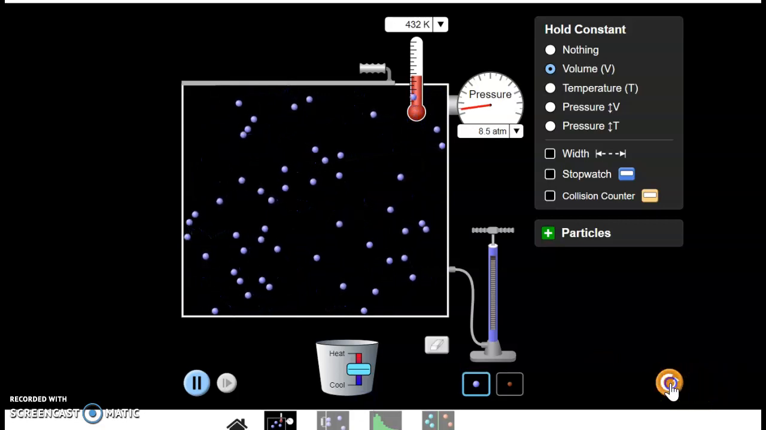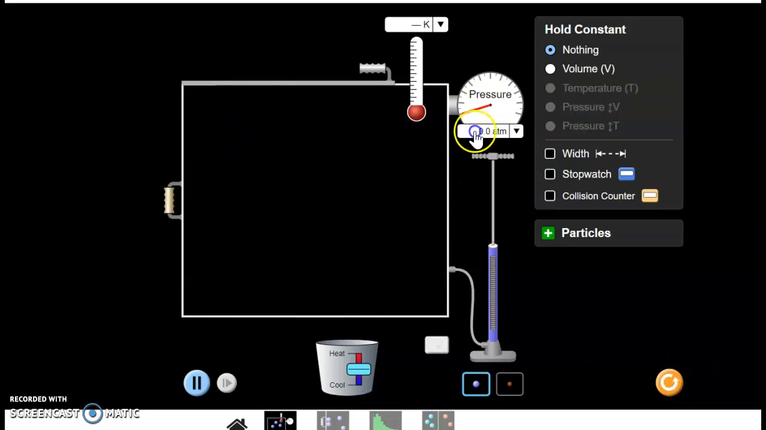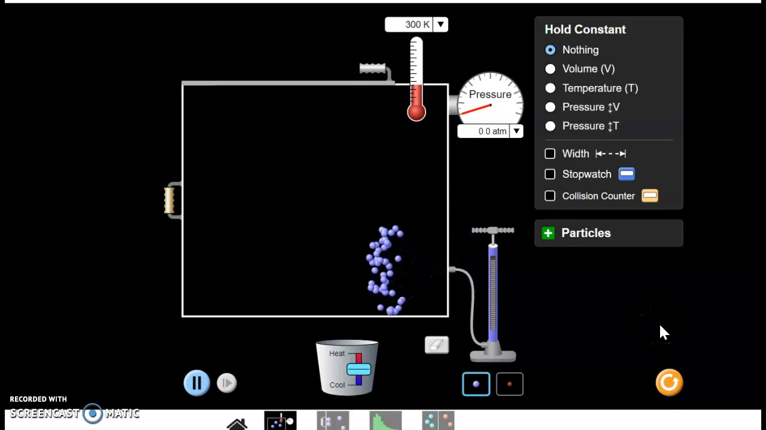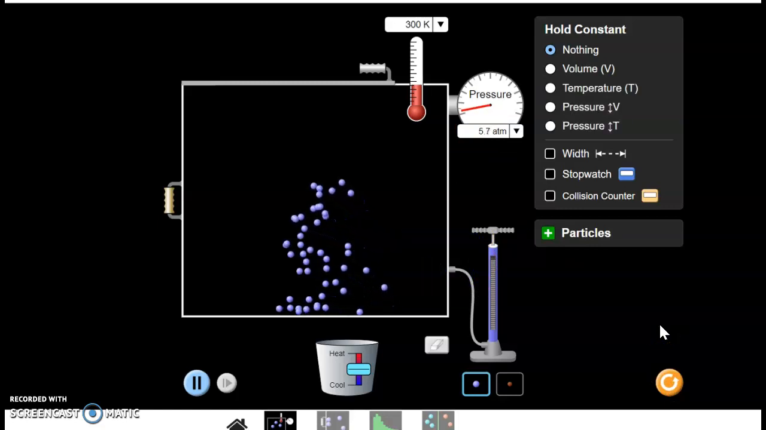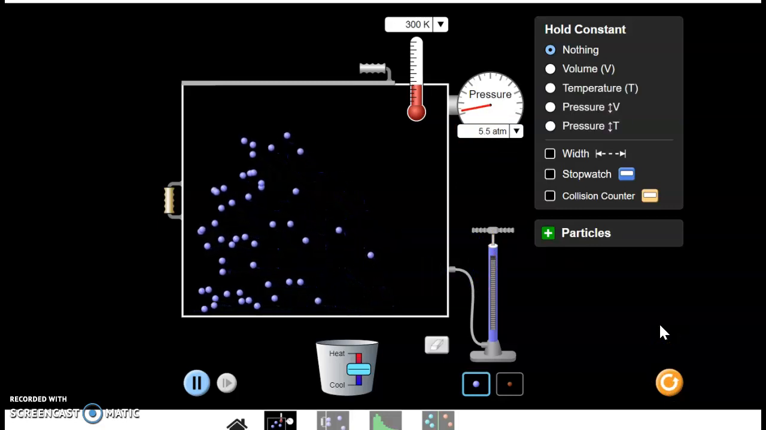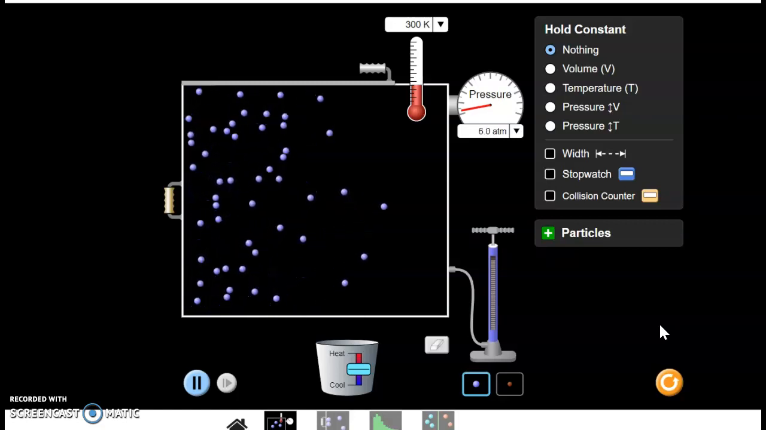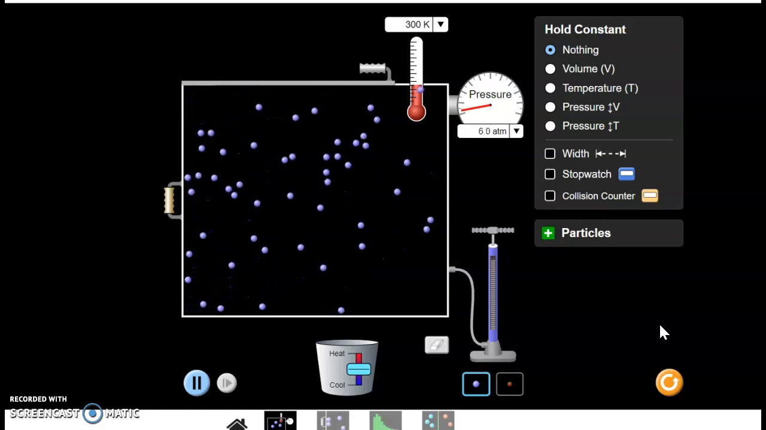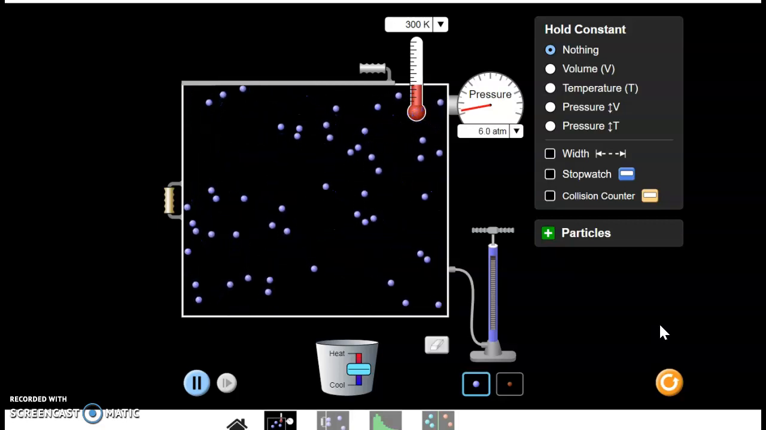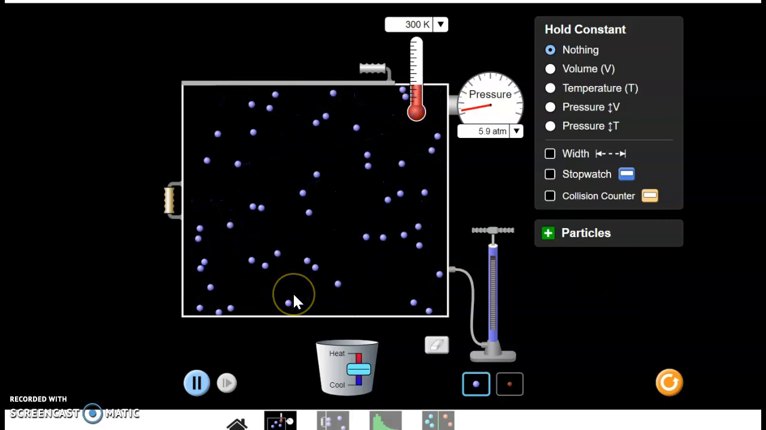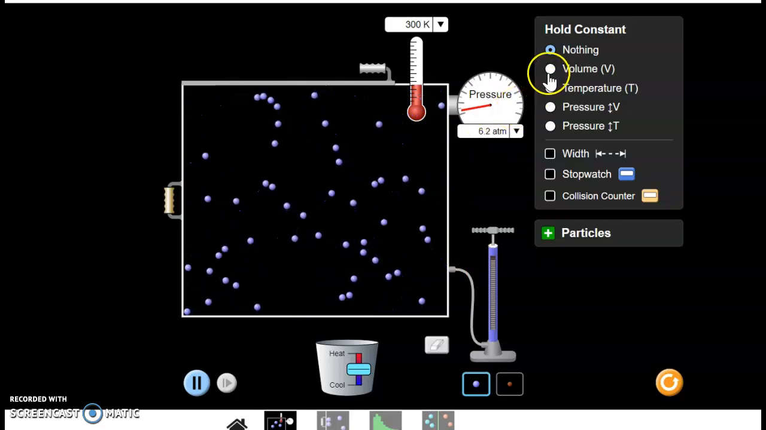All right, let's look at one more thing here, and then we'll go into kinetic molecular theory in a sec. All right, so I've got my gases back in there. So the volume stays the same, right? So I'm going to set that constant again.